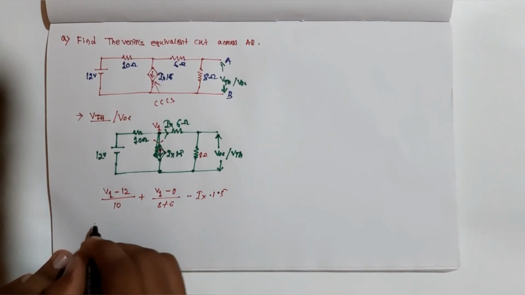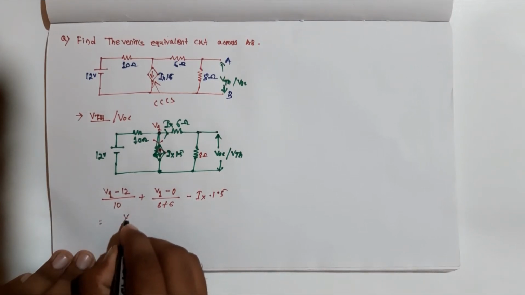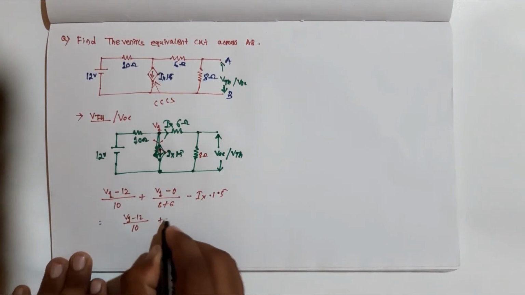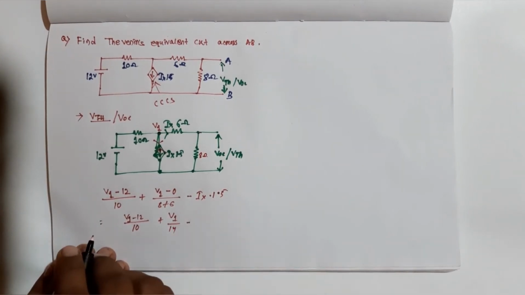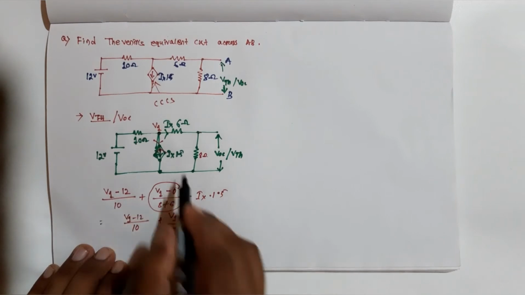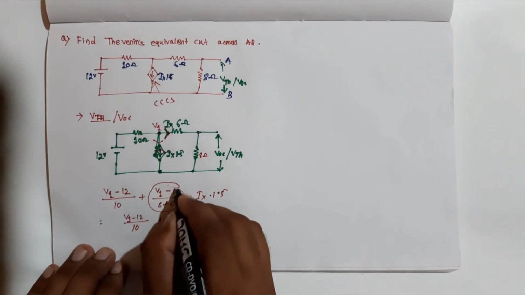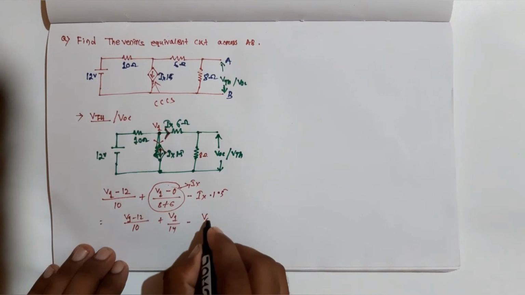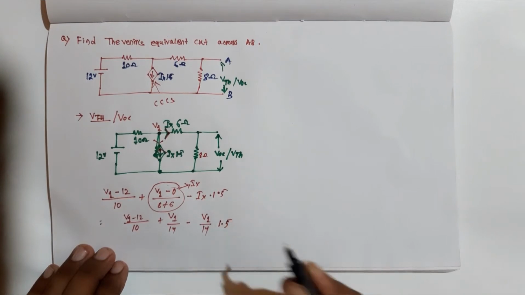So this is (V1 minus 12) divided by 10 plus V1 by 14 minus, we can put the Ix value, because this amount of current is Ix, so we put V1 by 14 into 1.5, is equal to 0.